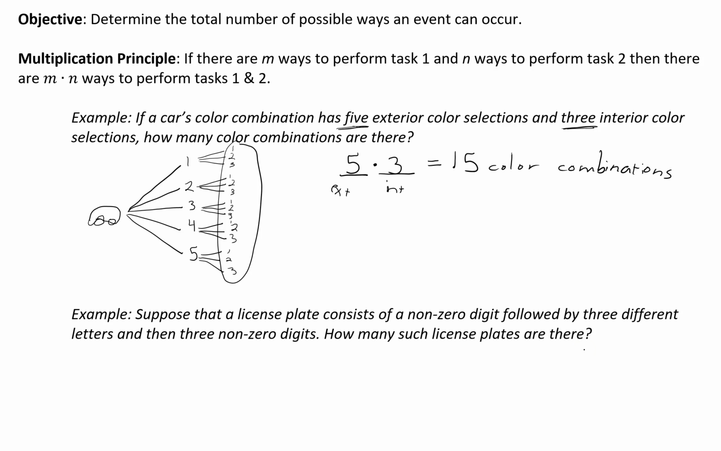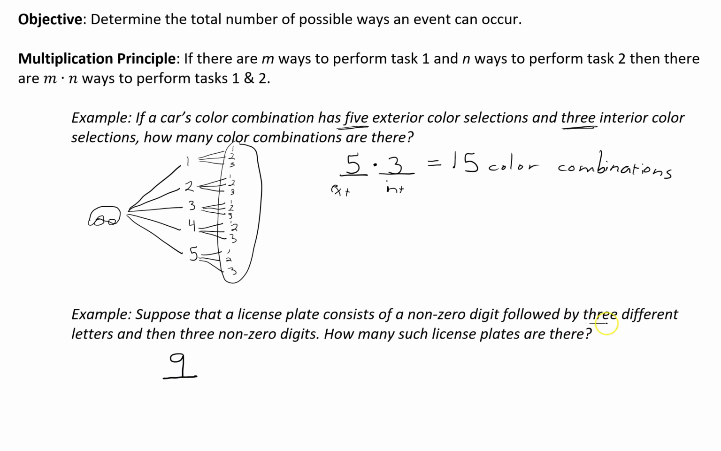Well, it's important to notice some of the language. One of the language says non-zero. So we have to think about single digit numbers like 1, 2, 3, 4, 5, 6, 7, 8, and 9. Now there are 9 non-zero digits. So my license plate starts with one of 9 numbers.